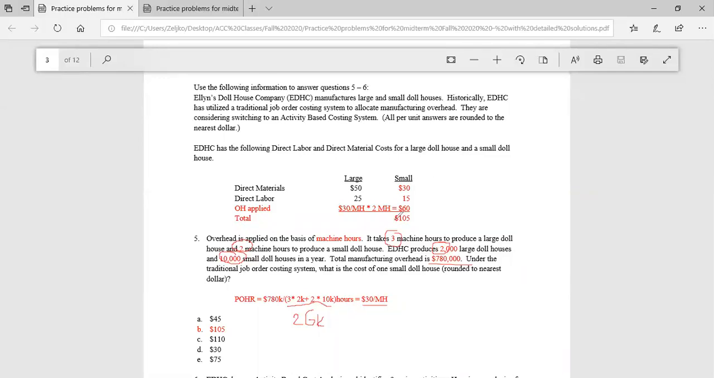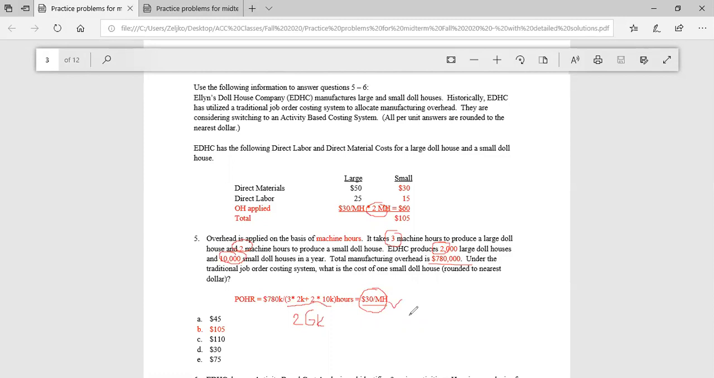It's just that the small one is using just 2 hours per unit. A student asks: the answer is B or D, is it 30 or 105? Well, I just talked about this. First of all, this 30 is the predetermined overhead rate, POHR. $30 is just a POHR. That's nothing. That's not even overhead applied.